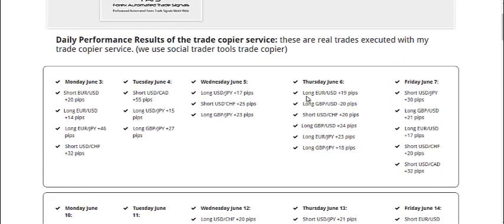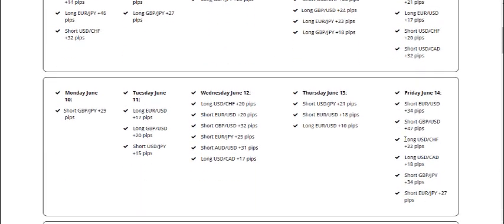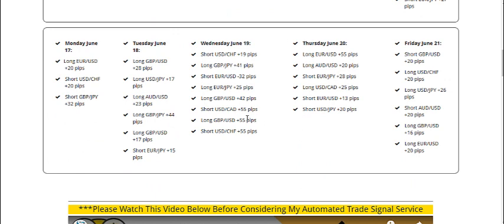I want you to achieve all of these trades, all of these numbers. I want you to experience 1,694 pips in 3 weeks when the market provides the opportunity.